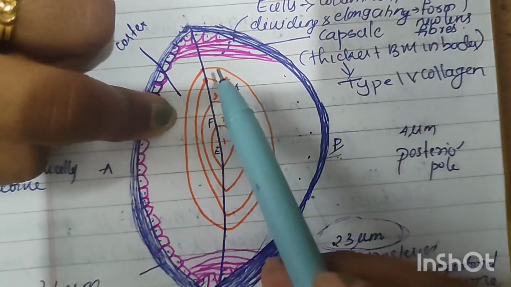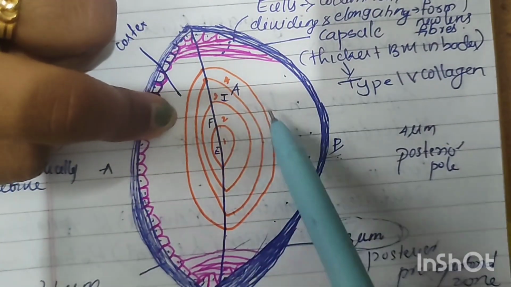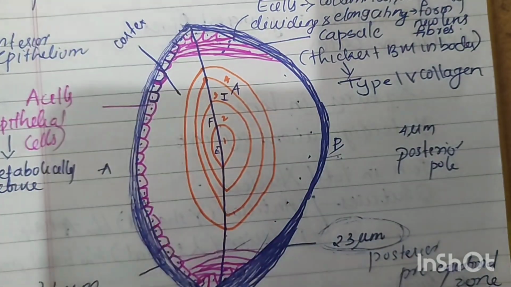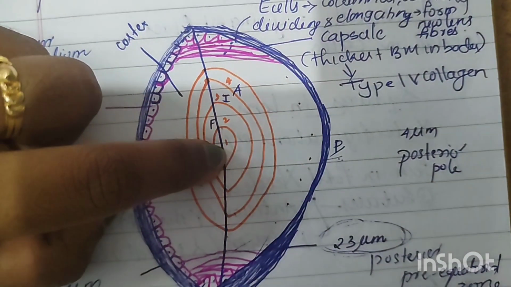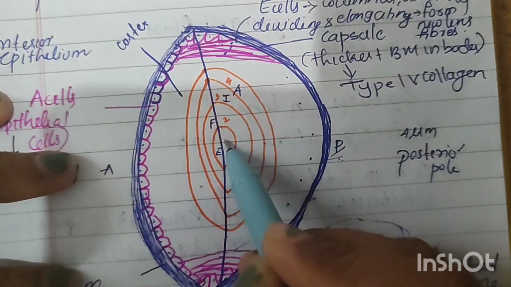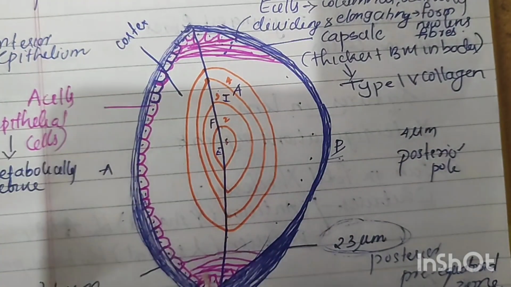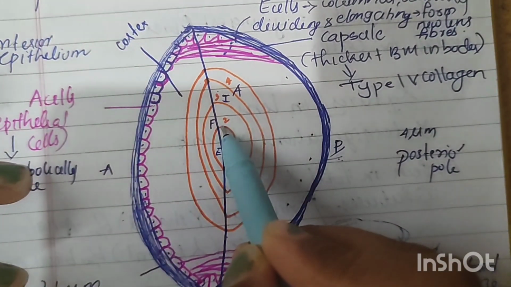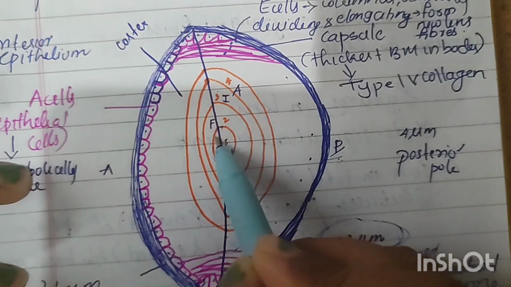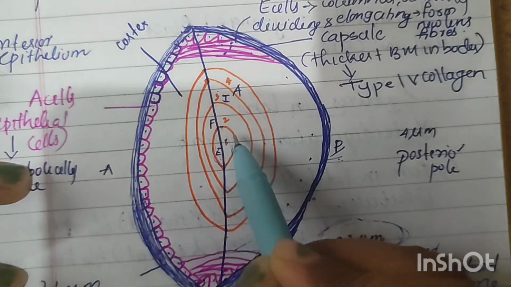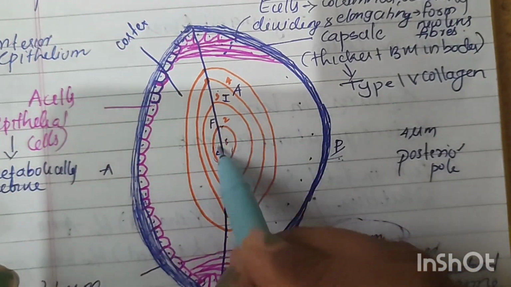Now this one is the nucleus, the center, and the nucleus is divided into another 4 segments. Why is it divided into 4? The first one, this part of the nucleus, is formed during the embryonic period, which is the embryonic nucleus.